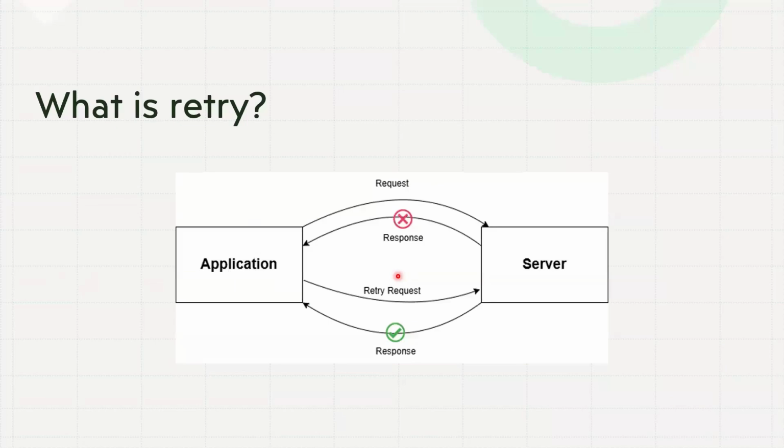So first, let's talk about what retry is. Retry is a mechanism to hide transient failures inside the system due to some sort of software or hardware bugs. How it goes: you're sending a request from an application to the server. If it doesn't respond, you retry the request and get a response back.